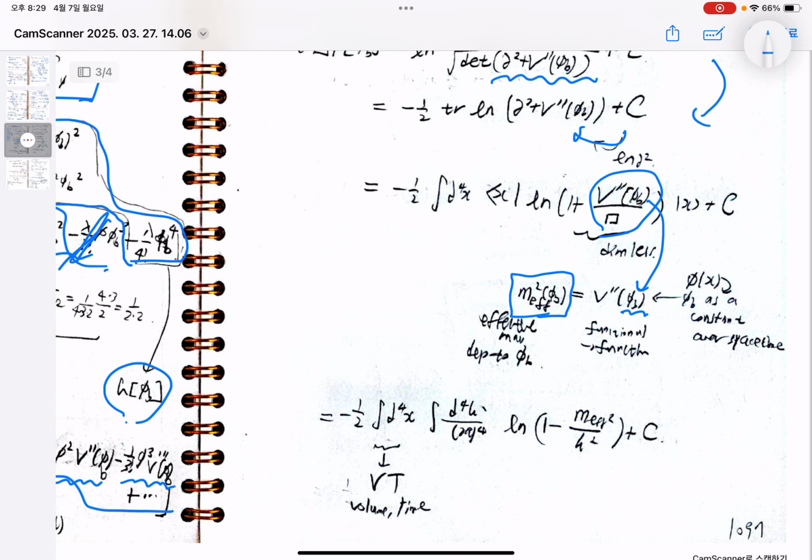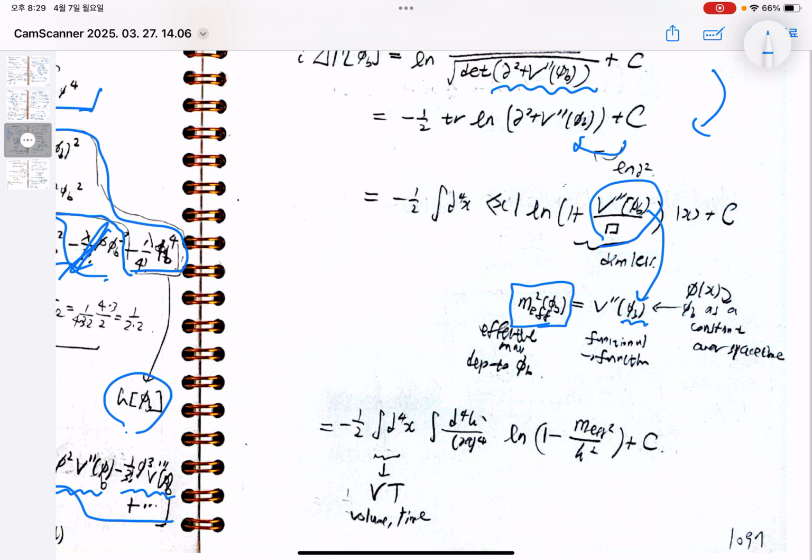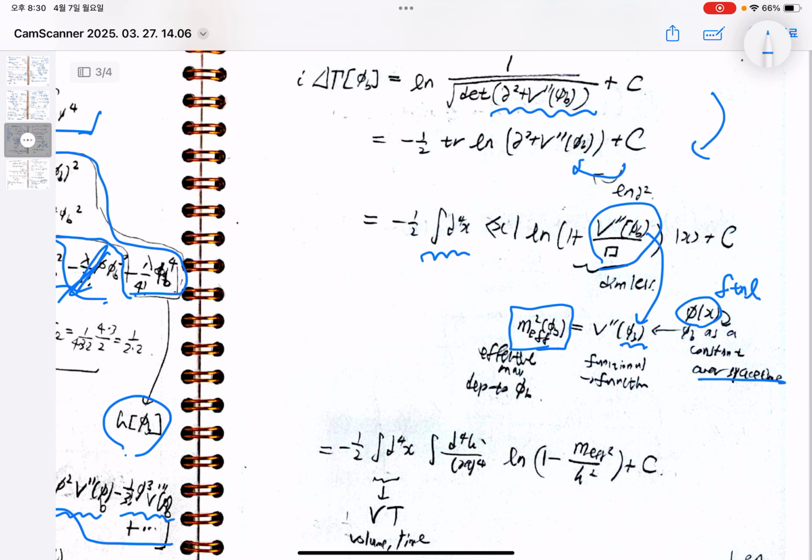We assume that originally φ(x) was a function of space-time, so this was a functional. But now we consider φ_b as a constant of space-time, so the m_effective becomes just a function, and the spatial and time integration becomes just a volume times time. So the remaining term becomes like that.